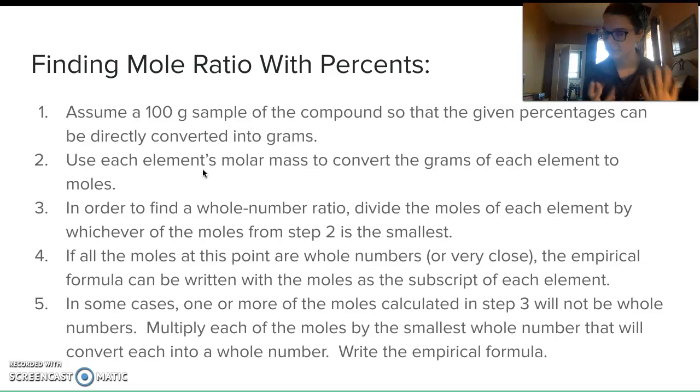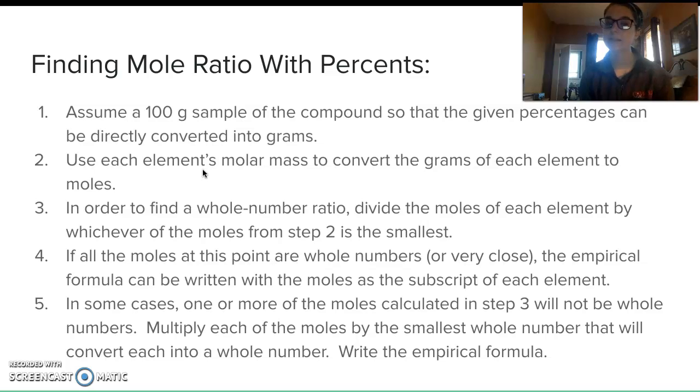For number 4, if all the moles at this point after we divide are whole numbers, or really close due to rounding, the empirical formula can be written with the moles as a subscript of each element. Okay, so once we divide, if all of those are whole numbers, we use those for the subscripts of the empirical formula. Number 5, we only do if this is not true, if we don't have nice whole numbers.